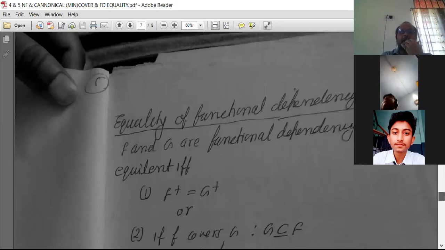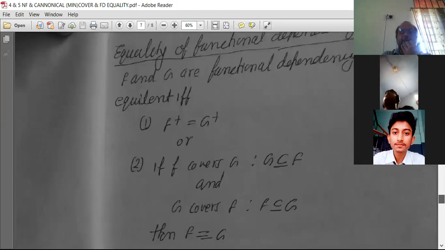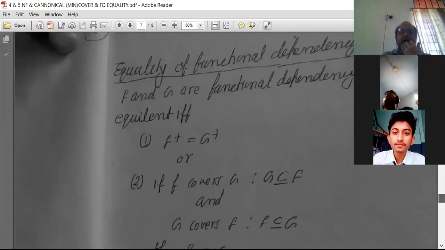Now, equality of functional dependencies. Suppose I want to check whether both are equal or not. That means suppose there are 2 functional dependencies. We want to check whether the functional dependency sets F and G given there are equal.